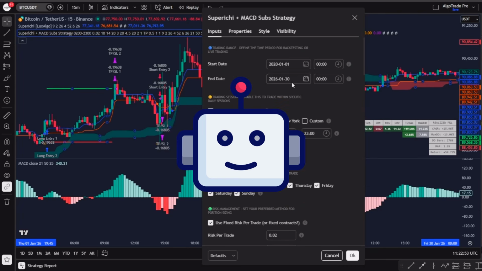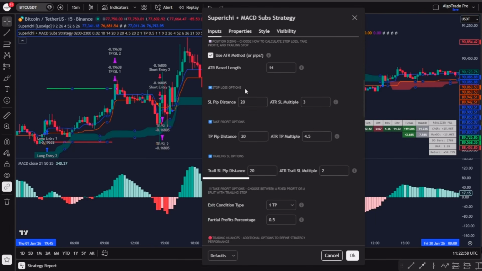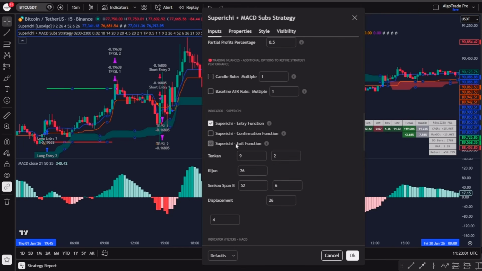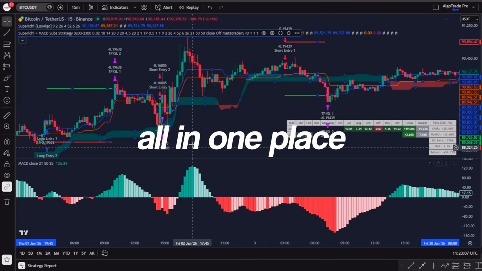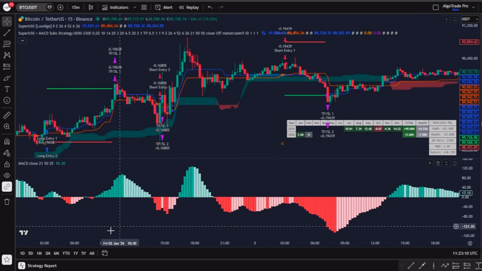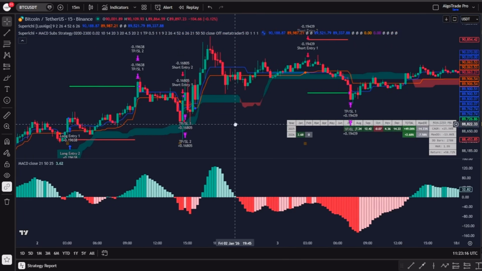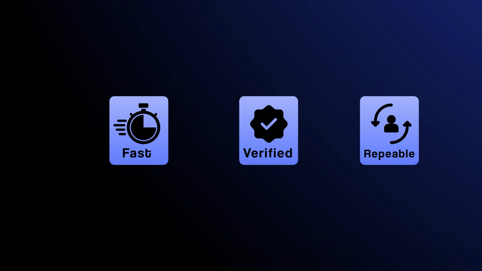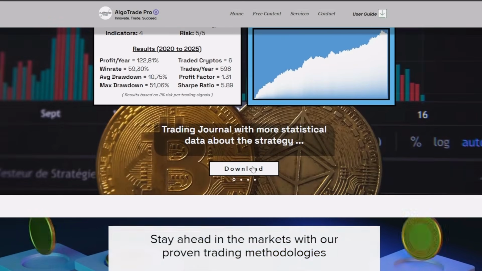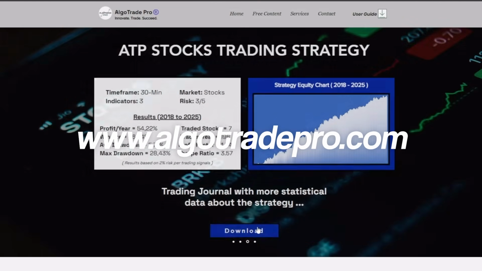Alright, now that the bot is ready, this is where things get really interesting. As you can see, I can define the data range, adjust my risk management rules, enable or disable indicators, and even change rules and settings all in one place. I can also view the results in a monthly performance table instead of looking only at the total results in the Strategy Tester tab. And honestly, this is one of the biggest keys to consistency in trading, being able to get fast, verified and repeatable results. This is exactly how all my strategies are built and tested. If you want to learn more about this process, you can check my website.